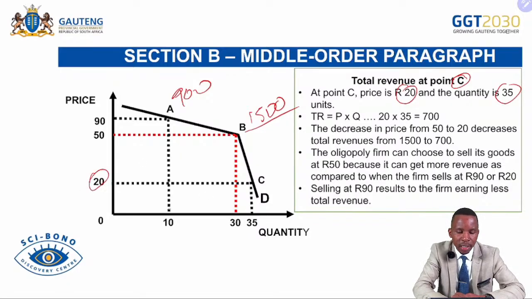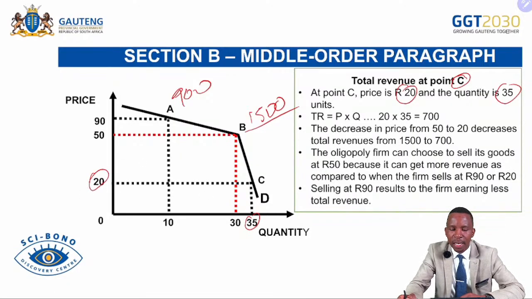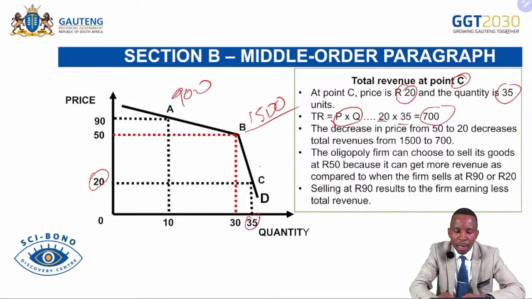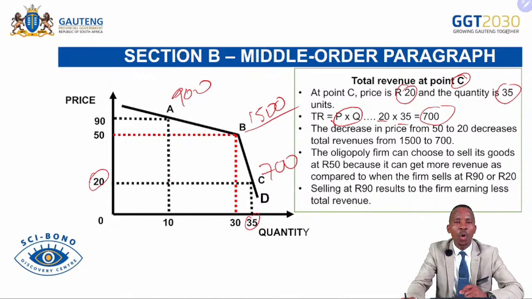You can see this is the price and this is the quantity. And then total revenue equals price times quantity. So let's work it out. P times Q, 20 times 35, will give us 700. Then point C gives us 700. So we already have the answer.